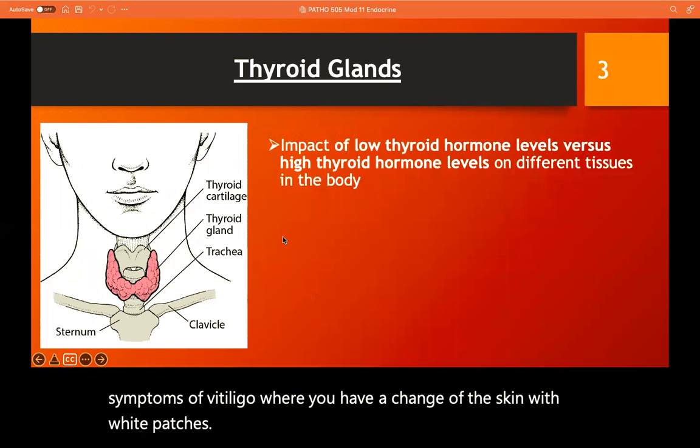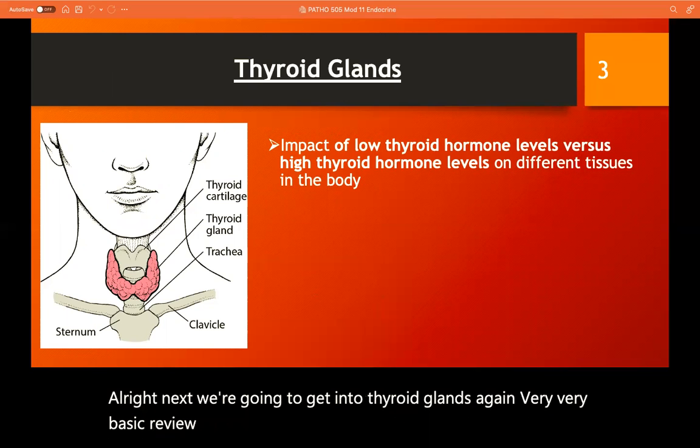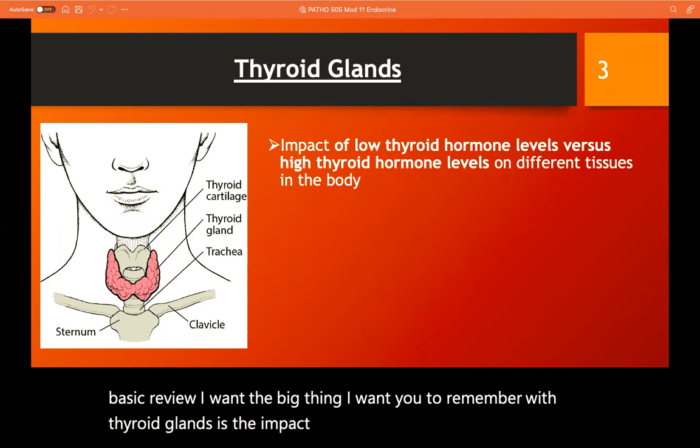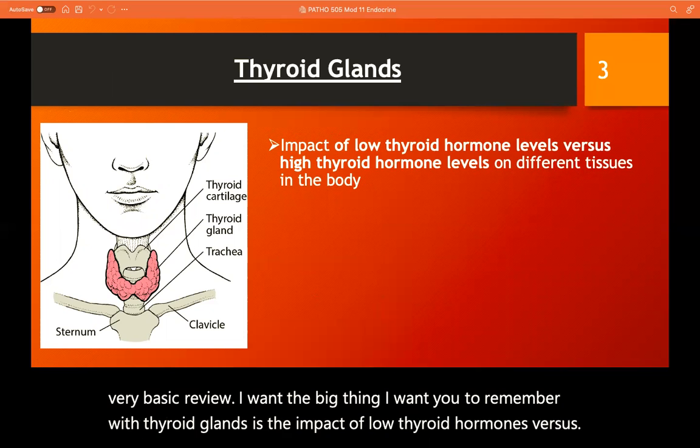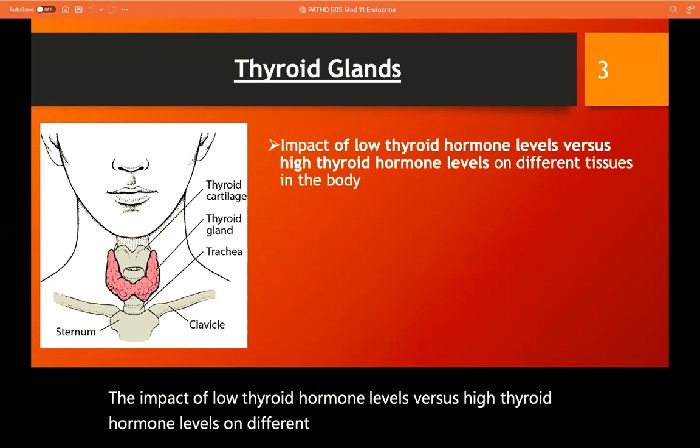All right, next we're going to get into thyroid glands. Again, very, very basic review. The big thing I want you to remember with thyroid glands is the impact of low thyroid hormone levels versus high thyroid hormone levels on different tissues in the body.